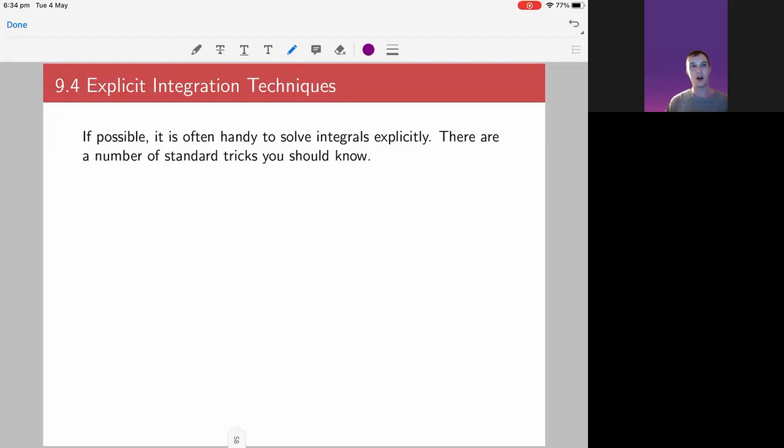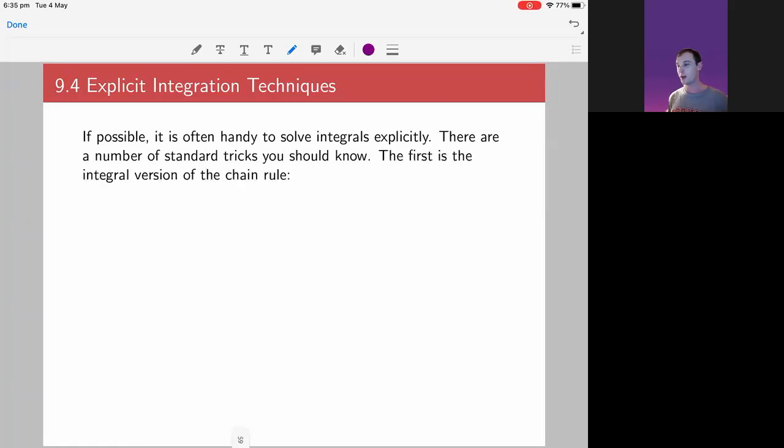So in this section, I just want to run you through a couple of standard tricks that one should know when considering integration theory. So what have we got? A lot of these techniques are not really tricks per se. They're just the integral version of a few theorems that we saw for derivatives.